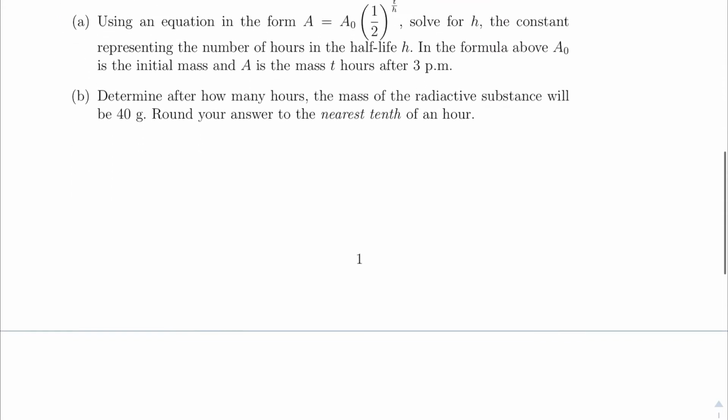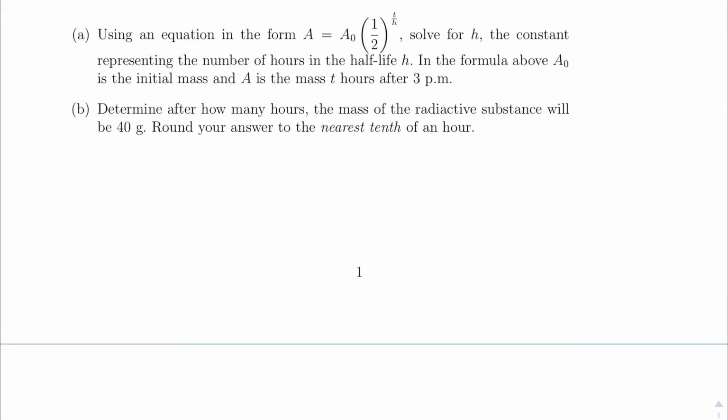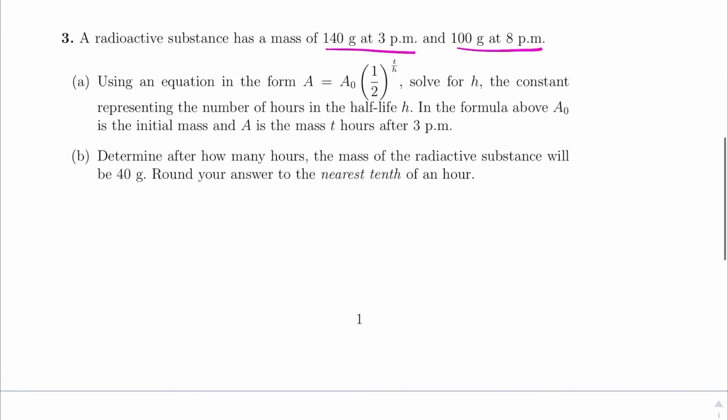Now this one was a pretty tough question that I saw a number of students find challenging the last time I asked it, so I want to make sure that I put it on this homework video. A radioactive substance has a mass of 140 grams at 3 p.m. and 100 grams at 8 p.m. So this is 5 hours later.